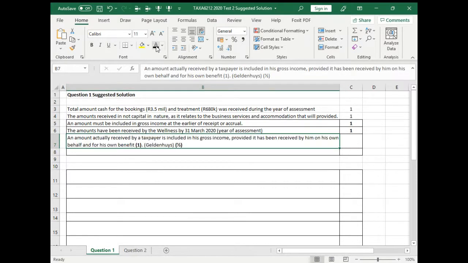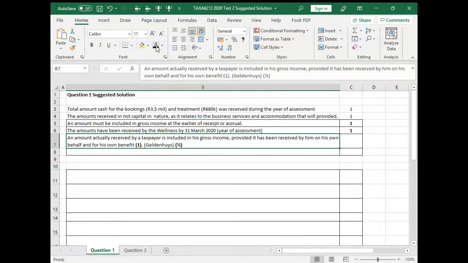Now let's quickly talk about the court case that you had to list. So the amount is actually received by the taxpayer and included in their gross income if it is received by him on his own behalf or for his own benefit. Now that is what the Geldenhuys court case says. So you have to list this. So it is received if it is for your own behalf or your own benefit. So now we have to talk about that as well. Did the company actually receive it for their own benefit or not?